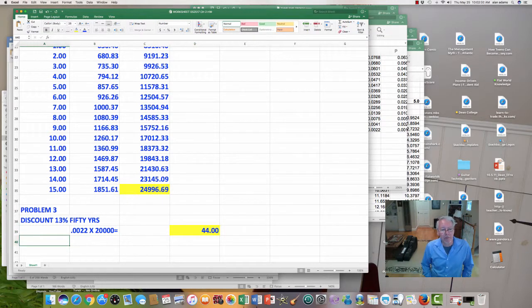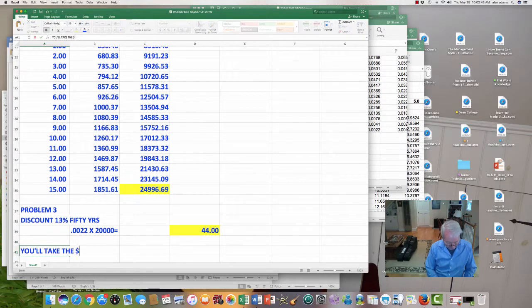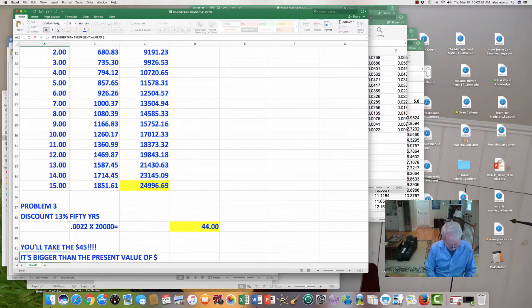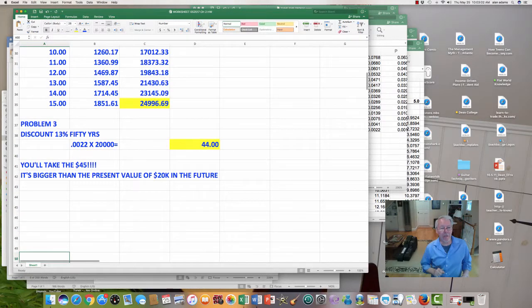In other words, your aunt is saying you can have the equivalent of $44 today, or you can have $45 today. Obviously, you'll take the 45, right? It is bigger than the present value of 20,000 in the future, okay? When you've got enough time working for you and a big interest rate on top of that, the bigger the amount of time and/or the bigger the interest rate, the more significant the effect, okay?